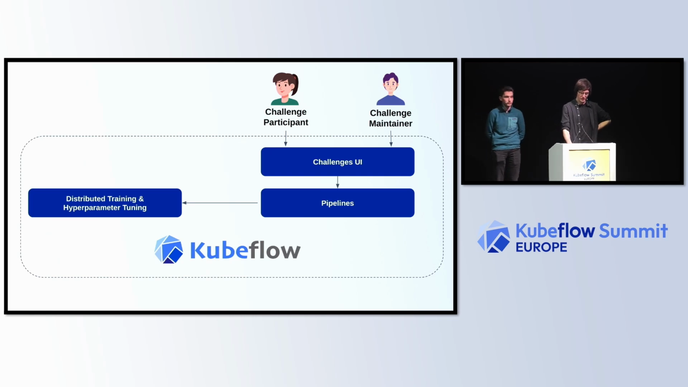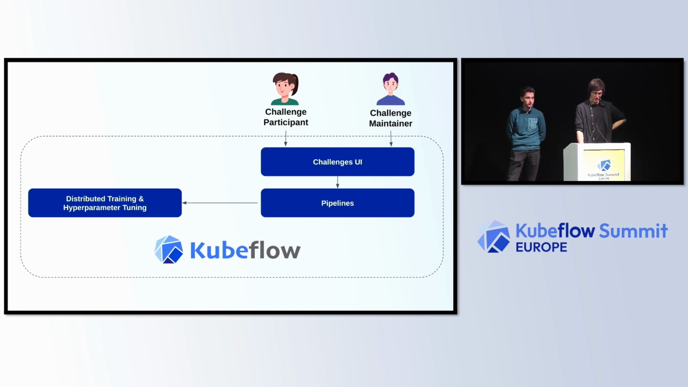For this, we use a separate UI, which in the end will start and control pipelines, running the training of the user, the inference, and also the scoring. From within the pipeline, the user can access Katib for hyperparameter tuning, but also the training jobs for distributed training.